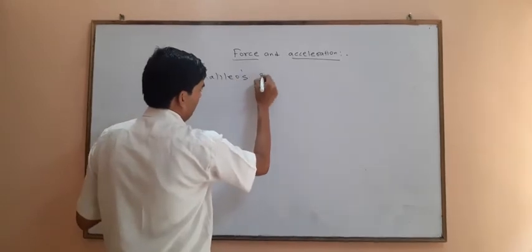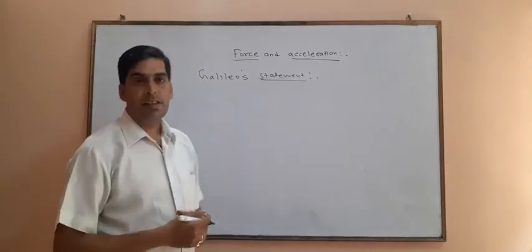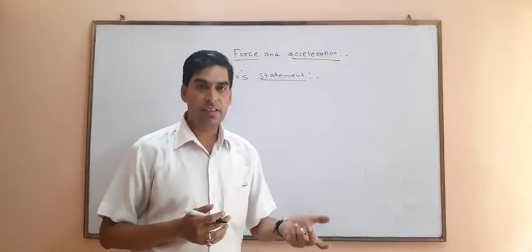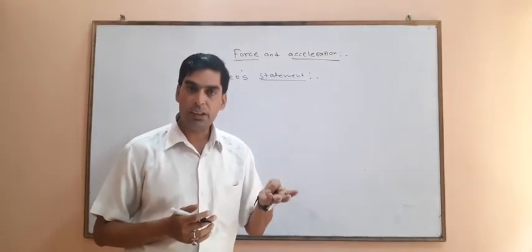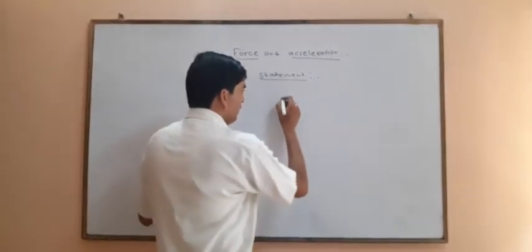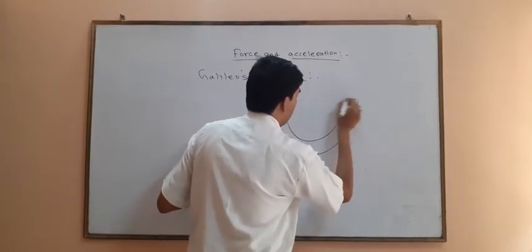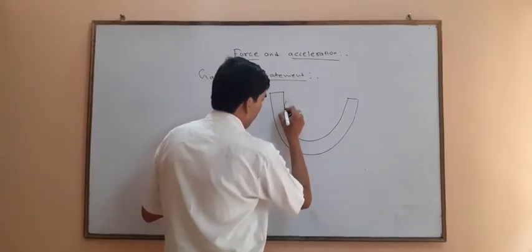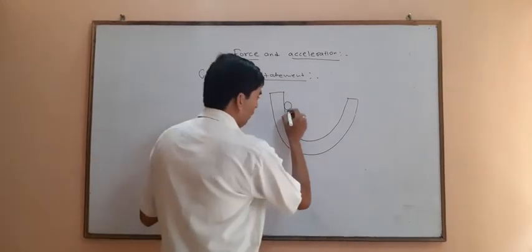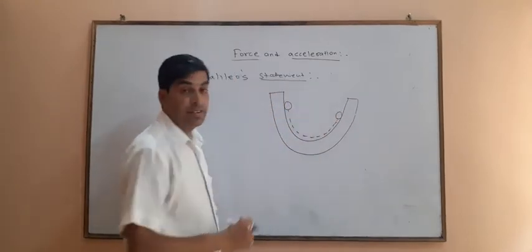Galileo's statement. Galileo sir has designed a framework, and he has told that if dissipative forces are absent, that means no external force is applied on a body, the motion of a body will continue as it has started. So he has taken a plane like this one, and what he wants to say is that if a ball is given a rolling motion, the ball will try to attain the same height as from where it has started.